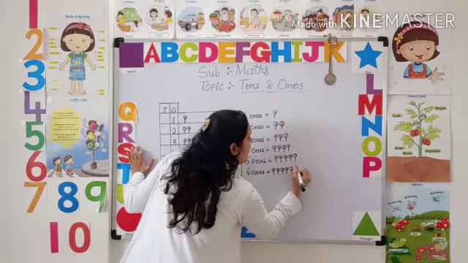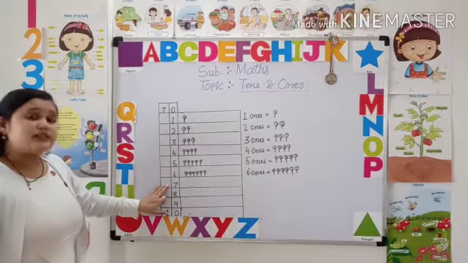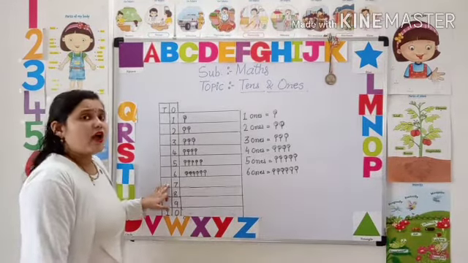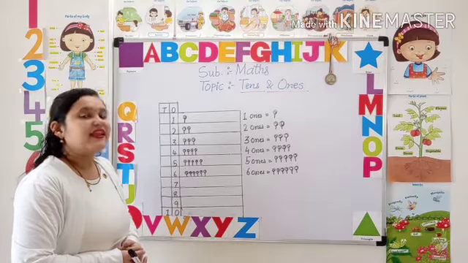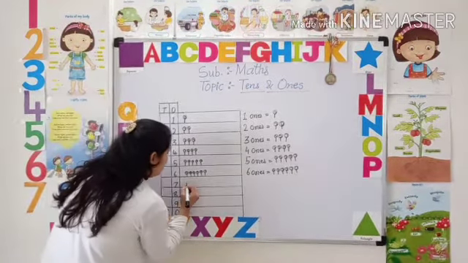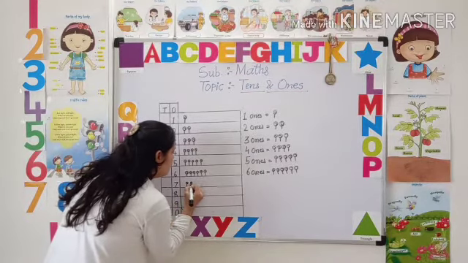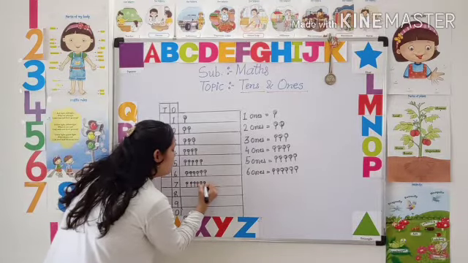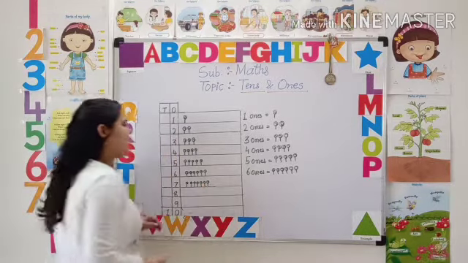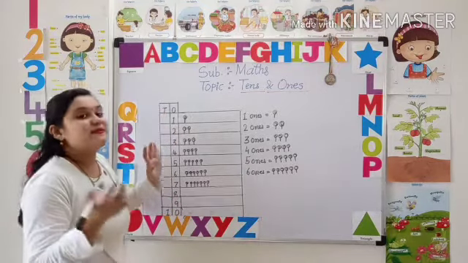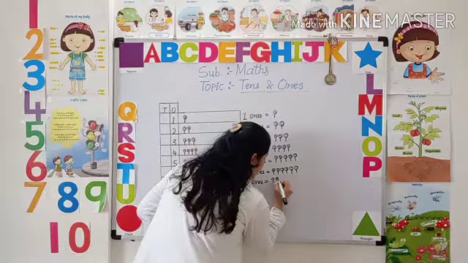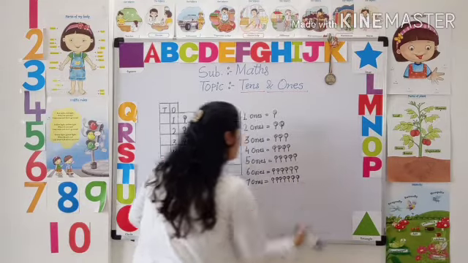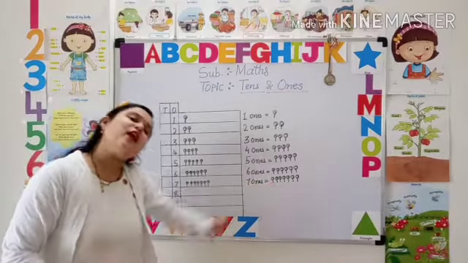Now, which number is this? Yes, 7. This is number 7. So, how many lollipops we need? Yes, 7. Very good. 1, 2, 3, 4, 5, 6 and 7. Now 7 ones mean 7 lollipops.